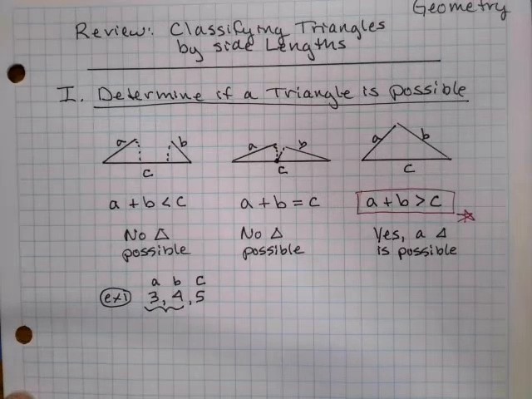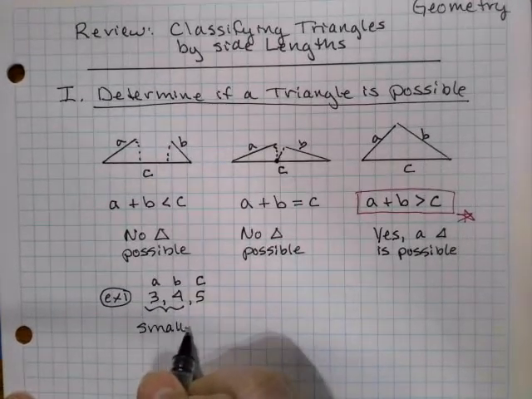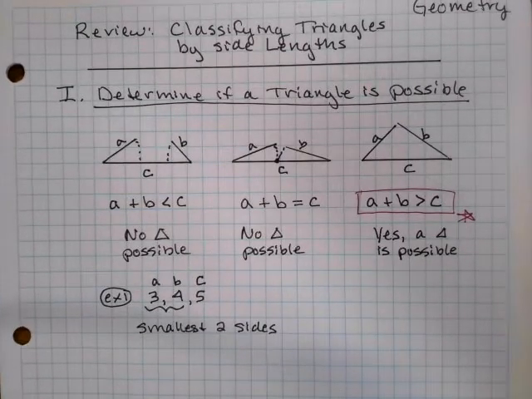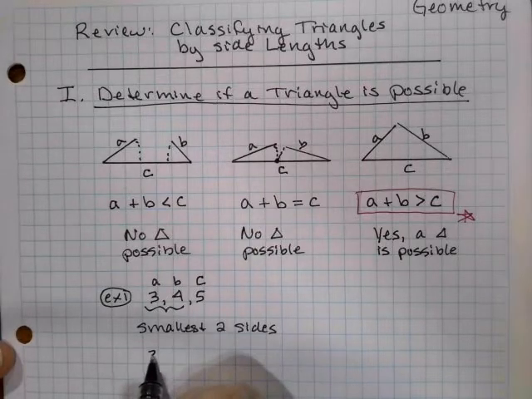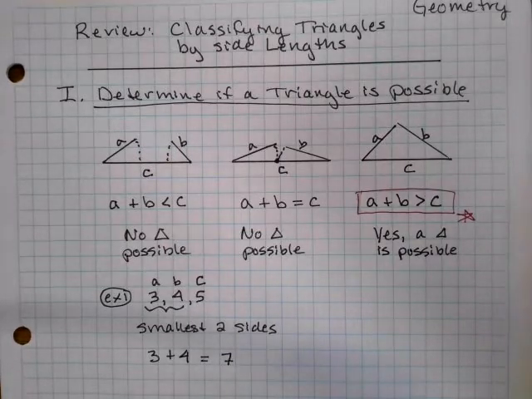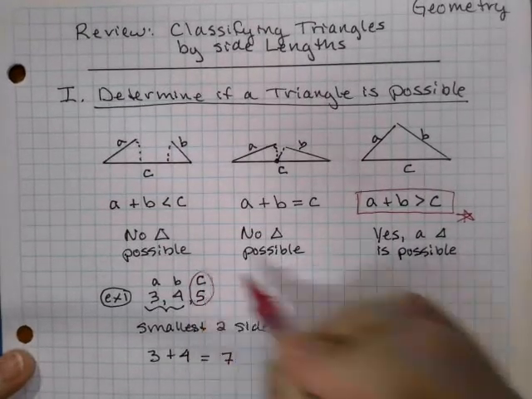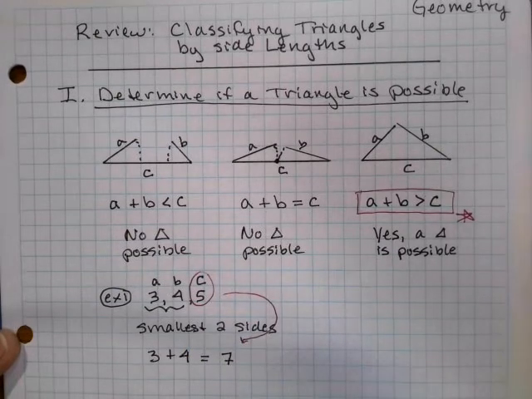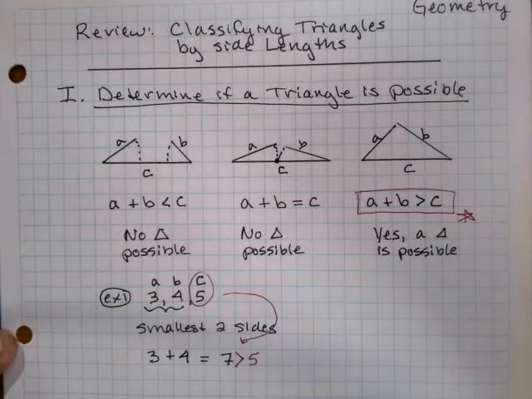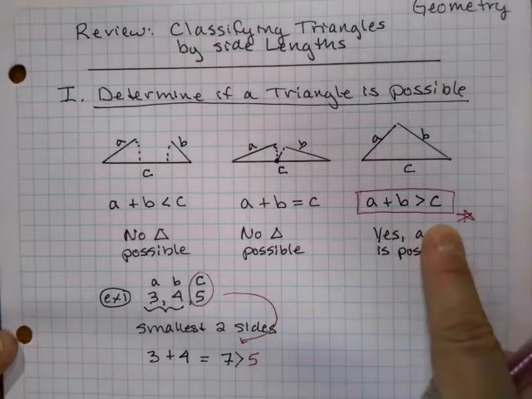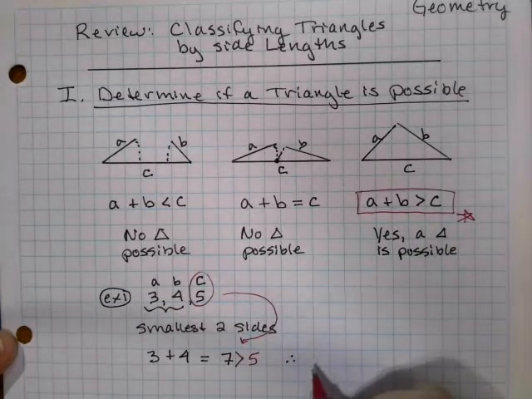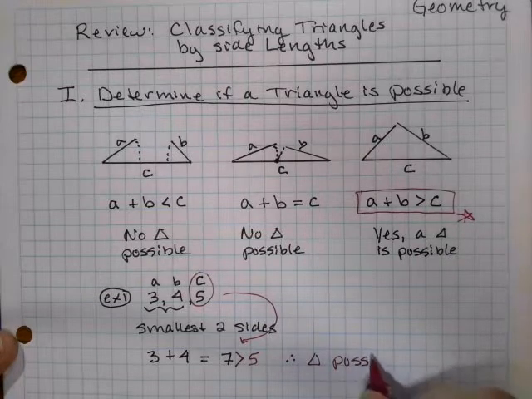So in this case, 3 and 4 are the smallest 2 sides. So we're going to take the smallest 2 sides and add them together. So 3 plus 4 equals 7. Then we want to take the longest side, C, and do a comparison. 7 to 5. Because 7 is greater than 5, the sum of A and B are greater than C. In this case, remember the 3 dots means therefore, a triangle is possible.